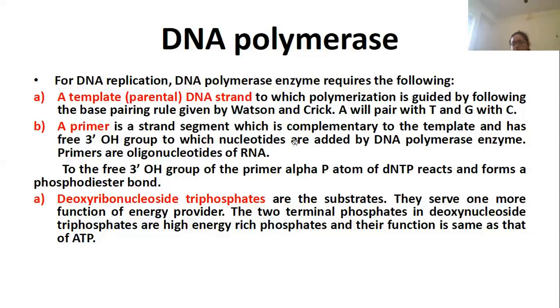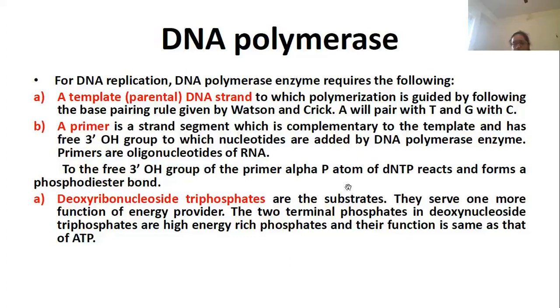Next thing which is required is a primer. A primer is a short segment which is required in order to initiate or begin the synthesis of the complementary strand. Now this primer will provide the free 3' hydroxyl group, and to this 3' hydroxyl group, the nucleotides will start adding up. So if one nucleotide is added to the 3' of the primer, then the second nucleotide will be added to the 3' end of the first nucleotide. In this way, the polymerization proceeds, and polymerization is done with this polymerase enzyme.